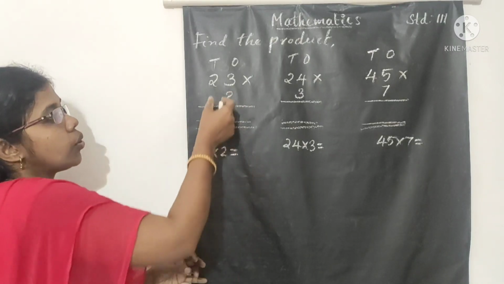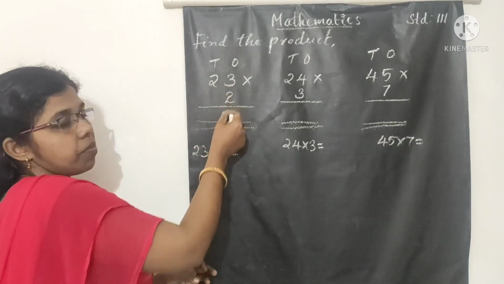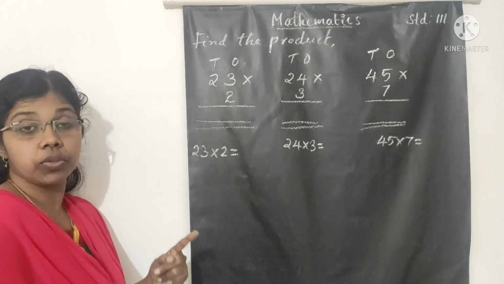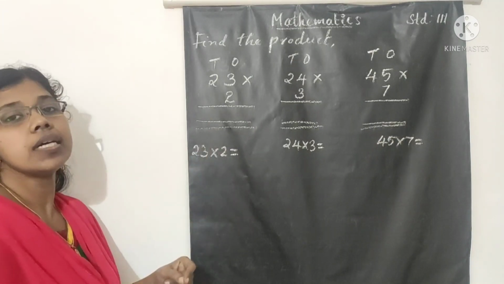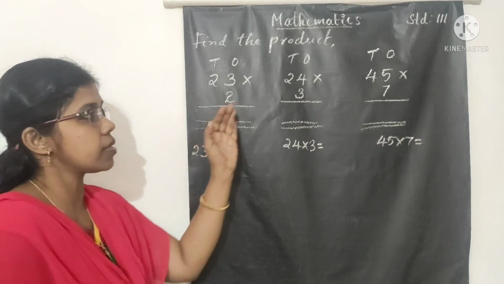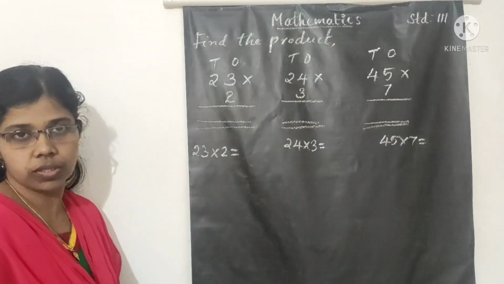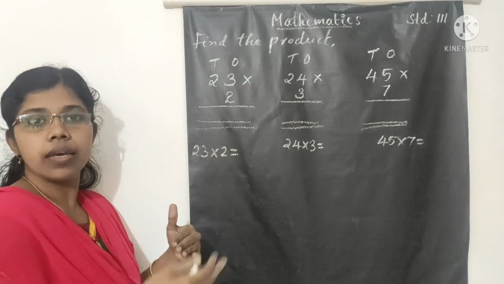That is one two-digit number multiplied with a one-digit number. Two-digit number multiplied with a one-digit number. That was studied in your second standard. Okay, so here we only revise.